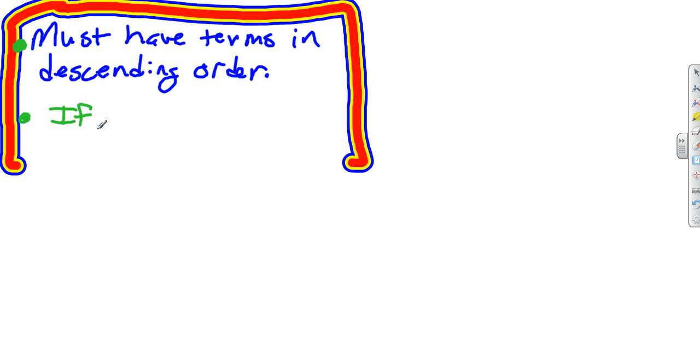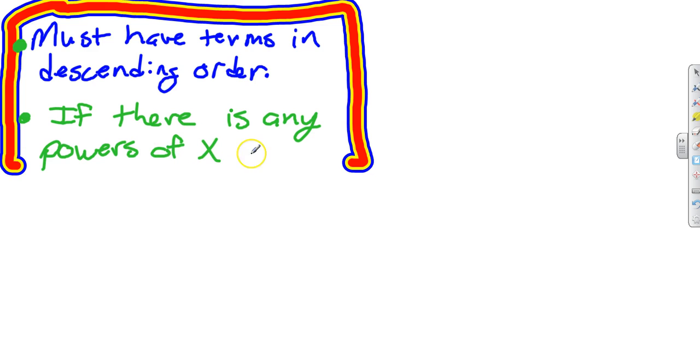If there are any powers of x that are missing, now maybe you'll say, how am I going to know if they're missing? Let's say you have a problem that starts with x to the fourth, then you have x to the third, and they skip over the x squared term and go down to x, and then you've got some number. All the terms have to be there, starting from your highest power.